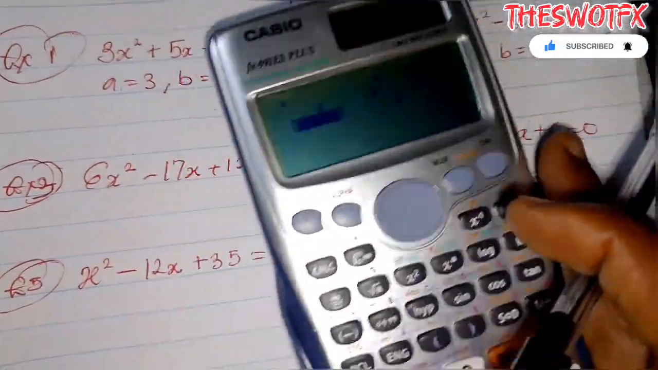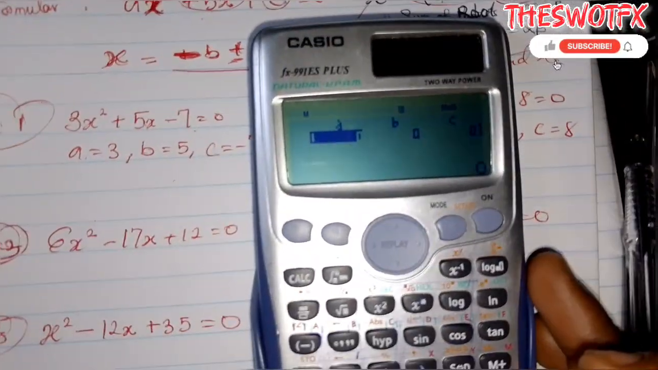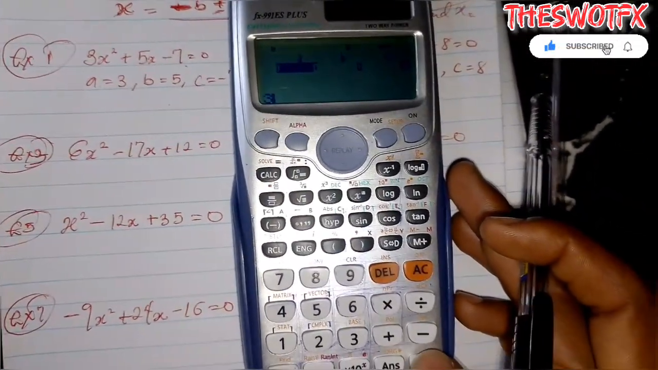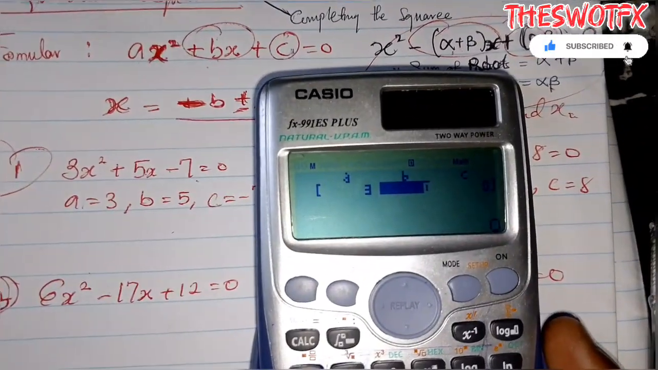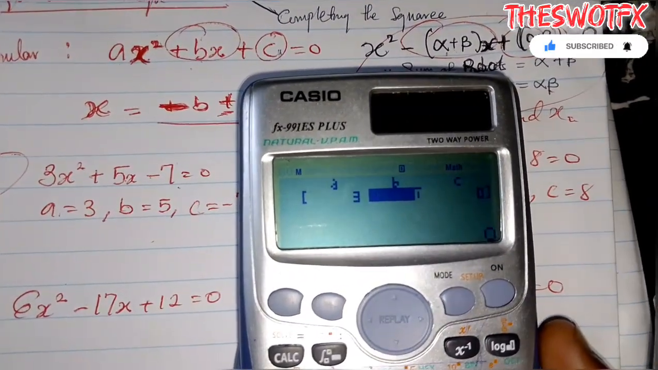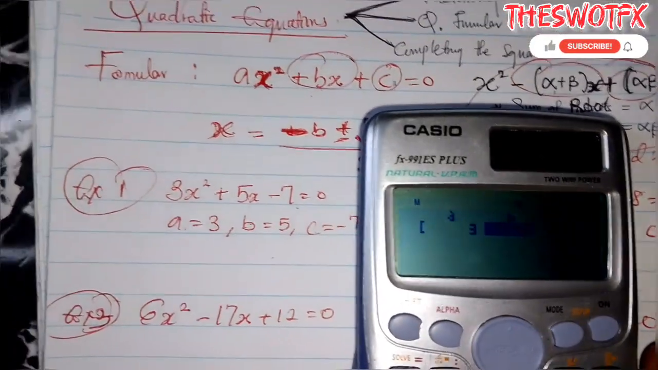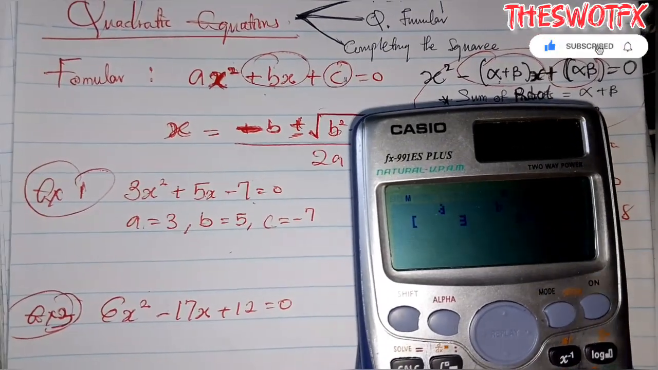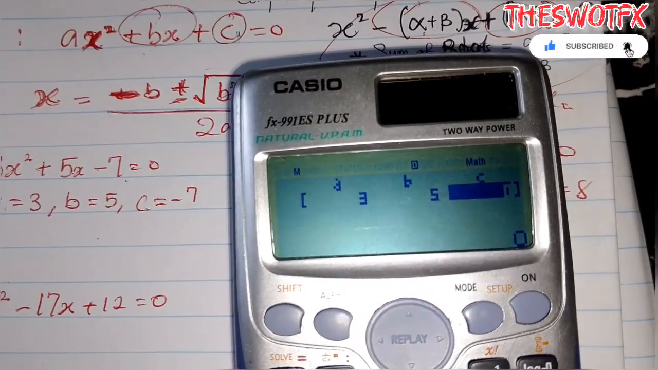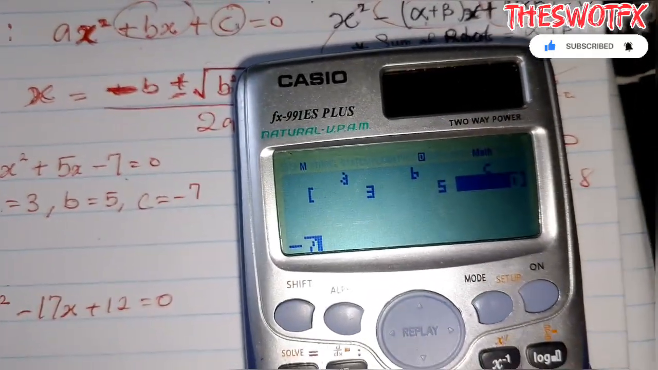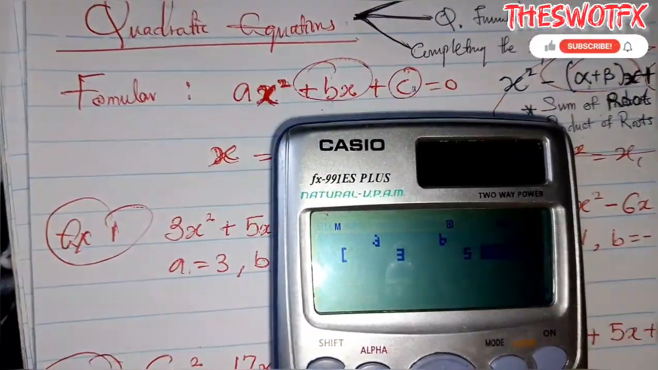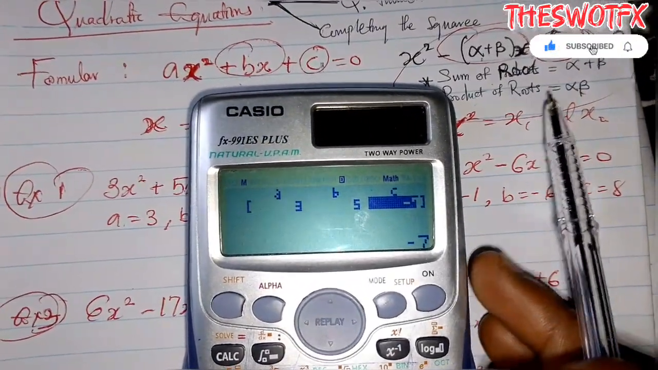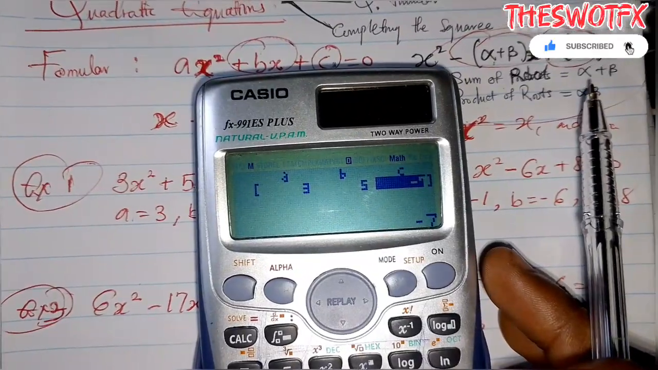So let's do that. For a, we have plus 3, so we press 3, then press equals. The next is b, so we press 5, then equals. The next thing, c is minus 7, so we press minus 7, then equals. Now the coefficients are already saved. To get our answer, we press the equals button again.